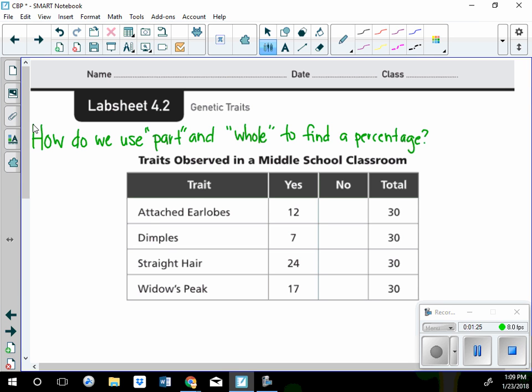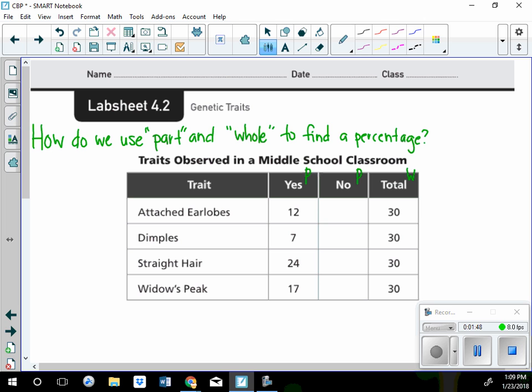So let's fill out the rest of our table here. We've already been given one part, the number of people who have each of these traits. Let's put a little P so we know one part. And we've been given the total. Let's put a W for our whole. So we're missing the no part. That's what we need to find.